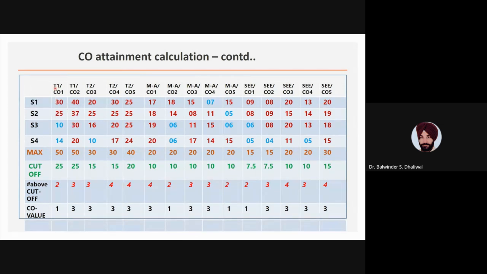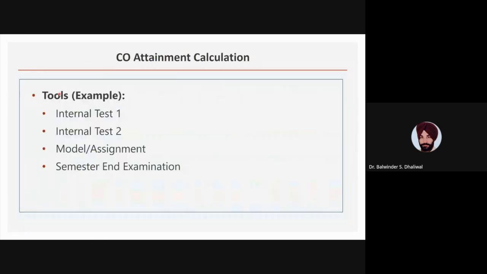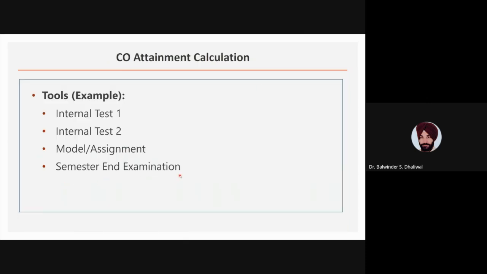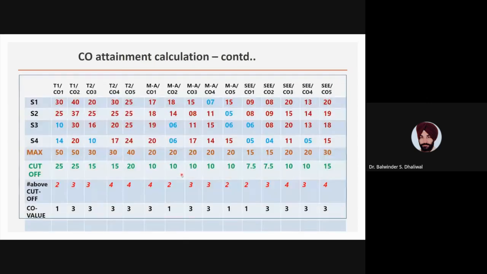You can see it is written as T1. These two columns correspond to internal test 1, which is denoted by T1. Internal test 2 is denoted by T2. Model assignment is denoted by MA. So here you can see T1 and T2 test 2 in columns. MA is model assignment. SEE is the semester end examination, right? So these are the various tools.